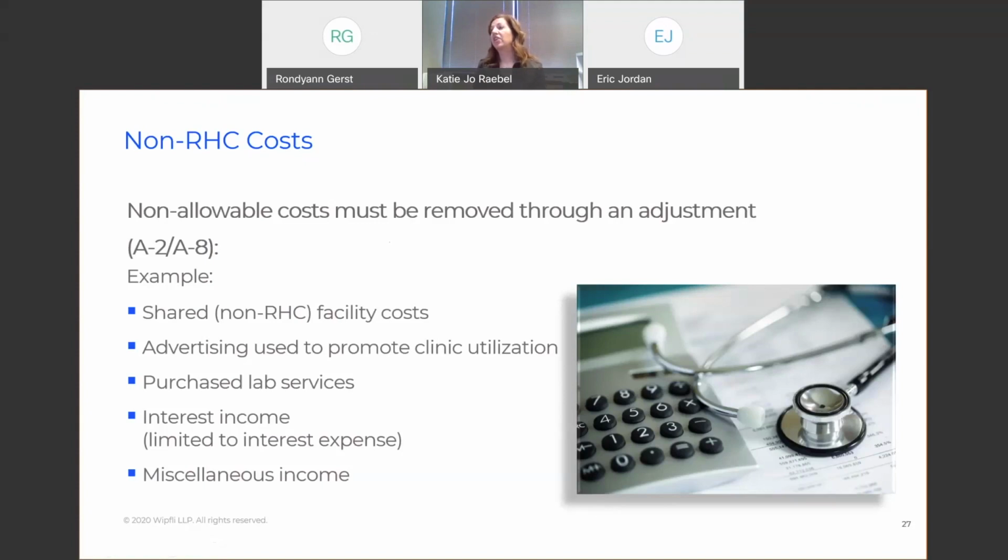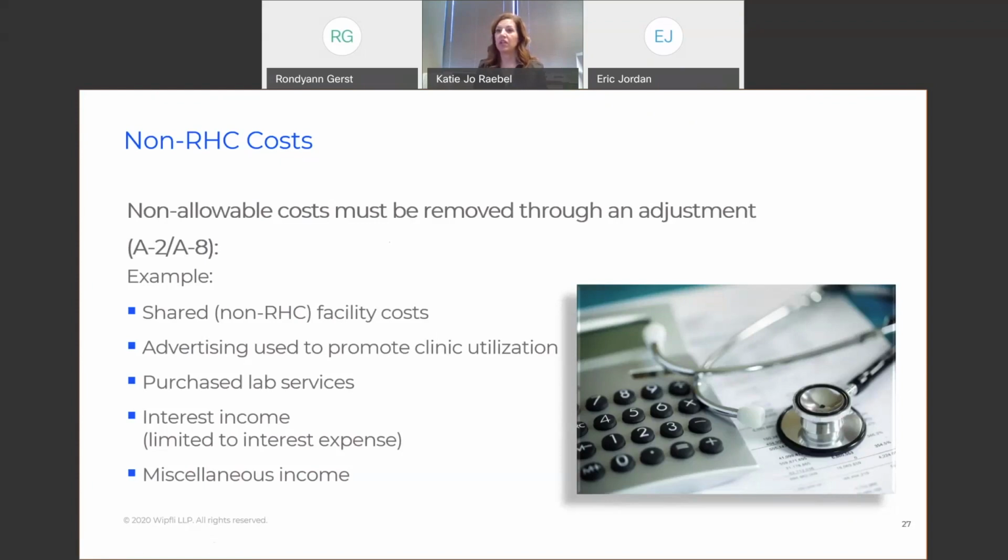So on these non-RHC costs, again, maybe we're removing them through an A2 adjustment or an A8 adjustment. We'll talk about where these are on the cost report. So we have costs that we may be moving to a different line, or we have costs altogether that we have to just remove from the cost report. We take them off altogether, and some of those are listed here.